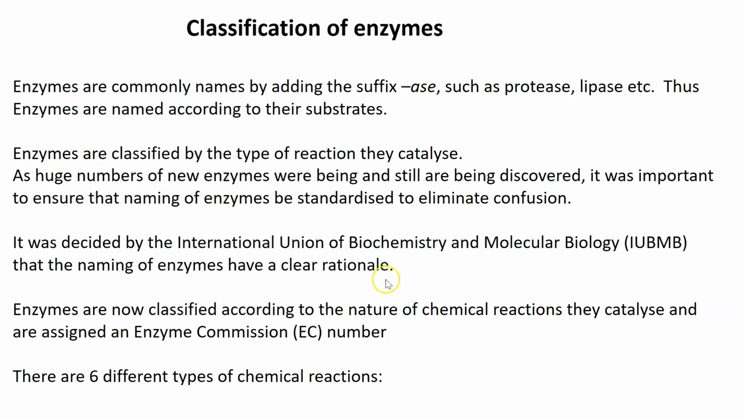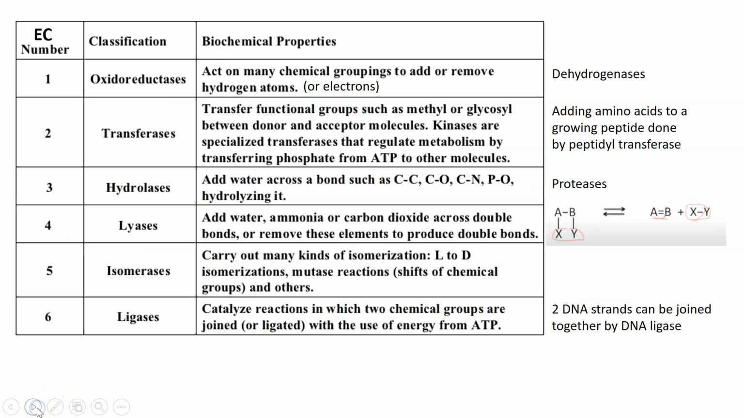Because of that, there was a need to produce a rationale, a mechanism by which we can classify enzymes, and they came up with this rationale here, in terms of the type of reaction they catalyze. Once classified, enzymes are also given an EC number, an enzyme commission number. There are 6 different types of chemical reactions which all enzymes fall under, and it's these here.